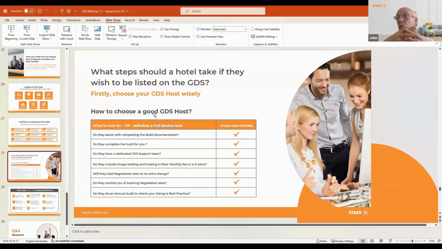And the other question is, does your host do an annual audit to check your listing remains at best practice? Now, quite often, over a year, a hotel, for example, may renovate a certain number of room types and they're upgraded. But has that been also promoted on the various EOTAs, including, as we're talking about today, the GDS? It's important that the audit picks up any of those changes at the hotel.